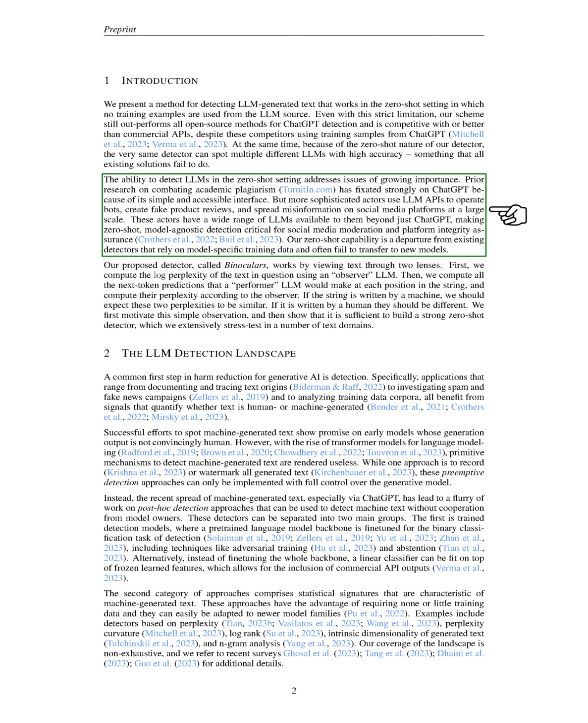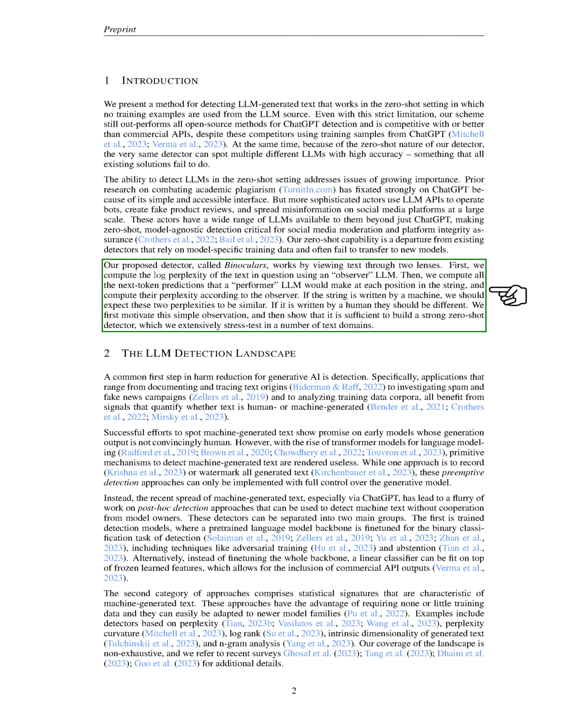Our proposed detector, which we've named Binoculars, operates by examining text through two lenses. First, we calculate the logarithm of the text's perplexity using an observer LLM. Then, we calculate all the next token predictions that a performer LLM would make at each position in the text, and compute their perplexity according to the observer. If the text was written by a machine, these two perplexity values should be similar. If it was written by a human, they should be different. We'll explain this observation and show that it's enough to build a robust zero-shot detector, which we'll test extensively across various text domains.